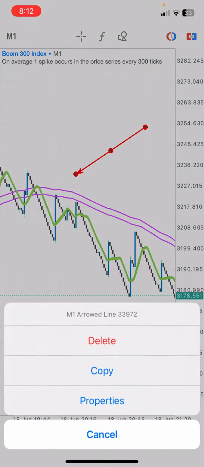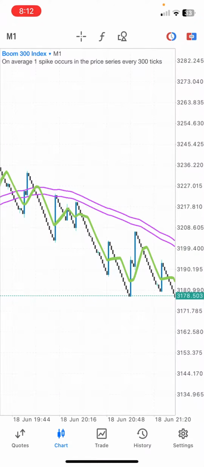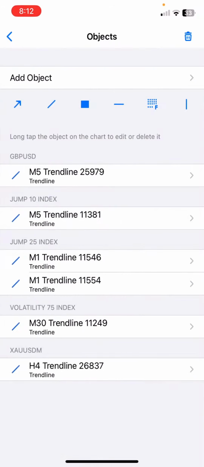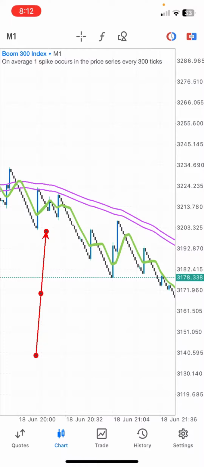Now what do we need to see before taking any entries? The first thing is that you have to make sure you first see a spike. Let's say you want to catch this candle right here.